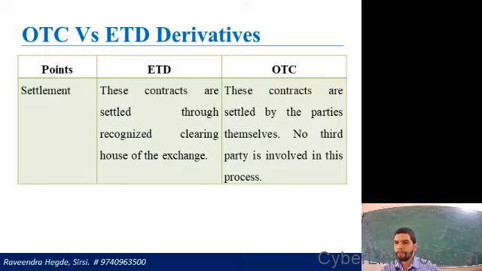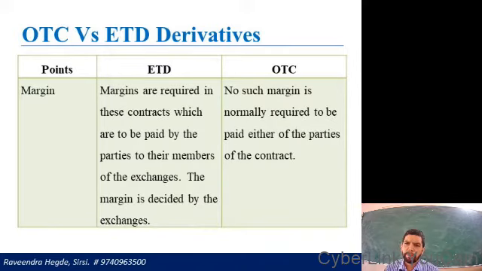Next, about margin. You will come to know pretty soon in the next topics about the margin. All margins are required in these contracts, which are to be paid by the parties to their members of the exchange. This is called margin, and the margin is decided by the exchanges. And in OTC, the quite interesting thing is no such margin is normally required to be paid by either of the parties to the contract. So there is no margin in OTC, and there is a margin in ETD.